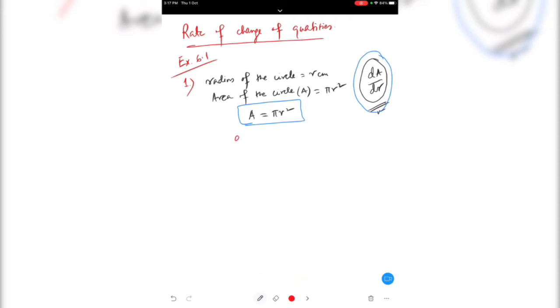Differentiating with respect to r. So I will be differentiating this equation, A is equal to pi r square, with respect to r.